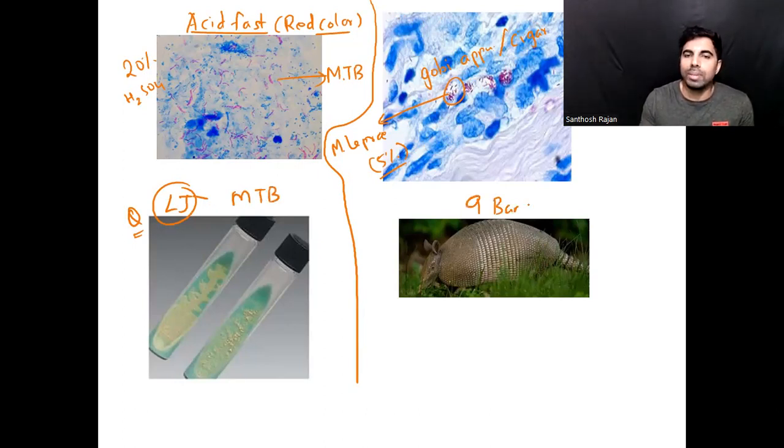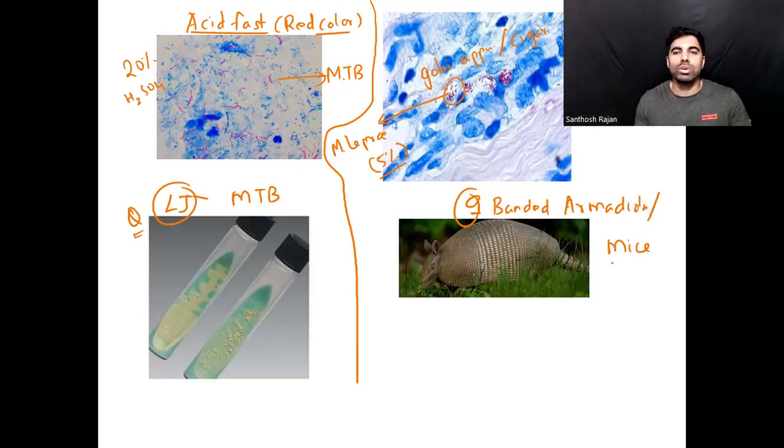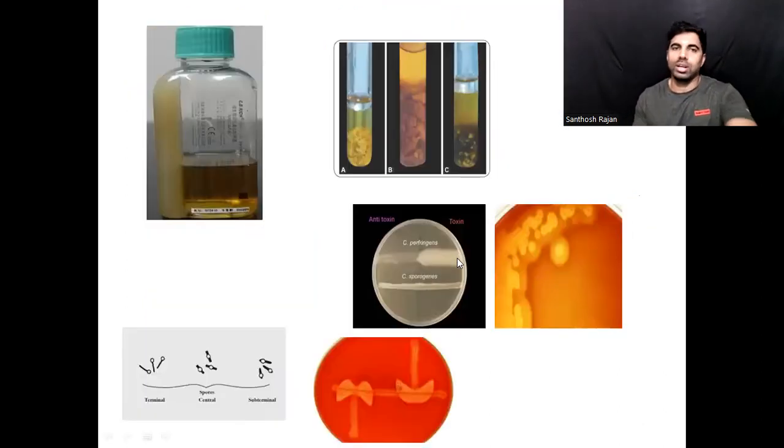I told you what happened. Leprosy people are usually thrown out of the house, so they stay in the forest or somewhere. And there, what happens? There is a 9-banded armadillo. The second is the food pad of mice. So your leprosy will grow in the food pad, only in these two, not in culture media. Leprosy cannot be cultured in artificial culture media. That's one question. So TB is for this, and this is for Mycobacterium leprae.